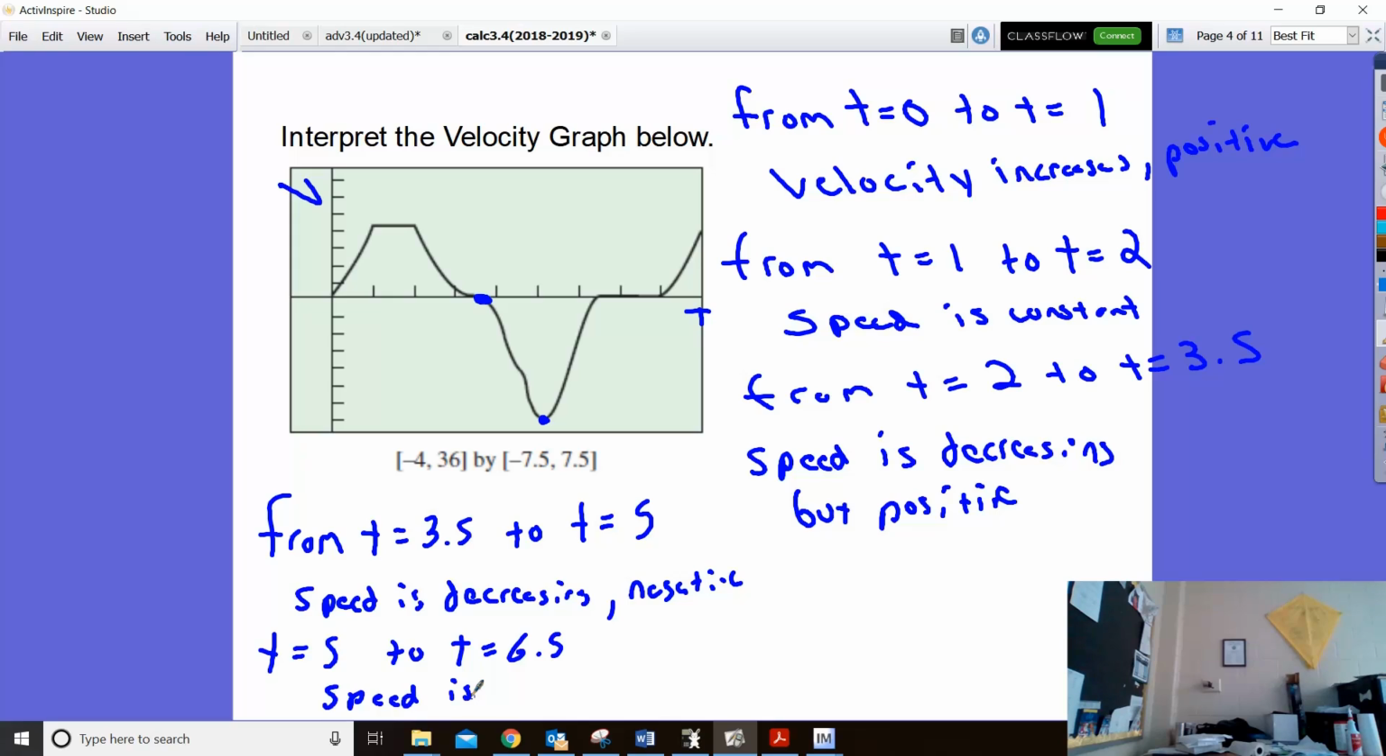Speed is increasing, but it's still negative. I'm done talking about this and writing it on the board. This little interval here from about 6.5 to 8, constant. We probably stopped. I would say there is no velocity there, wouldn't you?